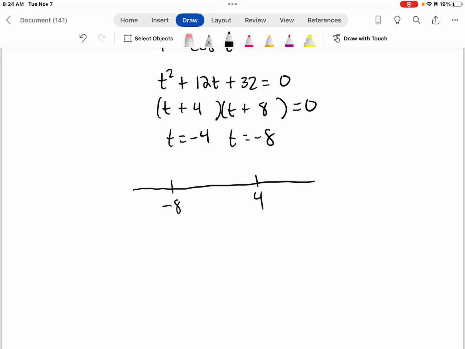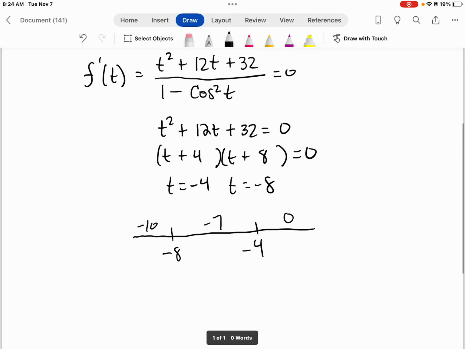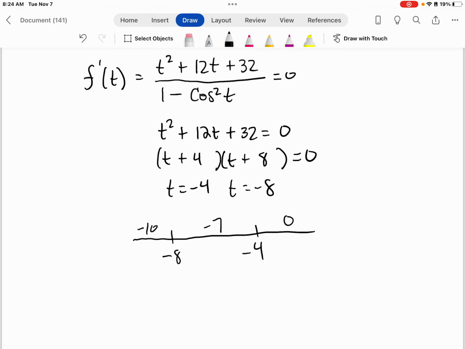So we have -8, -4. And so what we're going to do, I'll pick, say, -10 as a test point. Between -8 and -4, I'll pick, I don't know, let's say -7. And then for greater than -4, I'll choose 0. So what we're going to do is we're going to plug these values in to the derivative to see where it's negative, where it's positive, and then we'll have a better idea of what -4 and -8 are as far as mins and maxes.